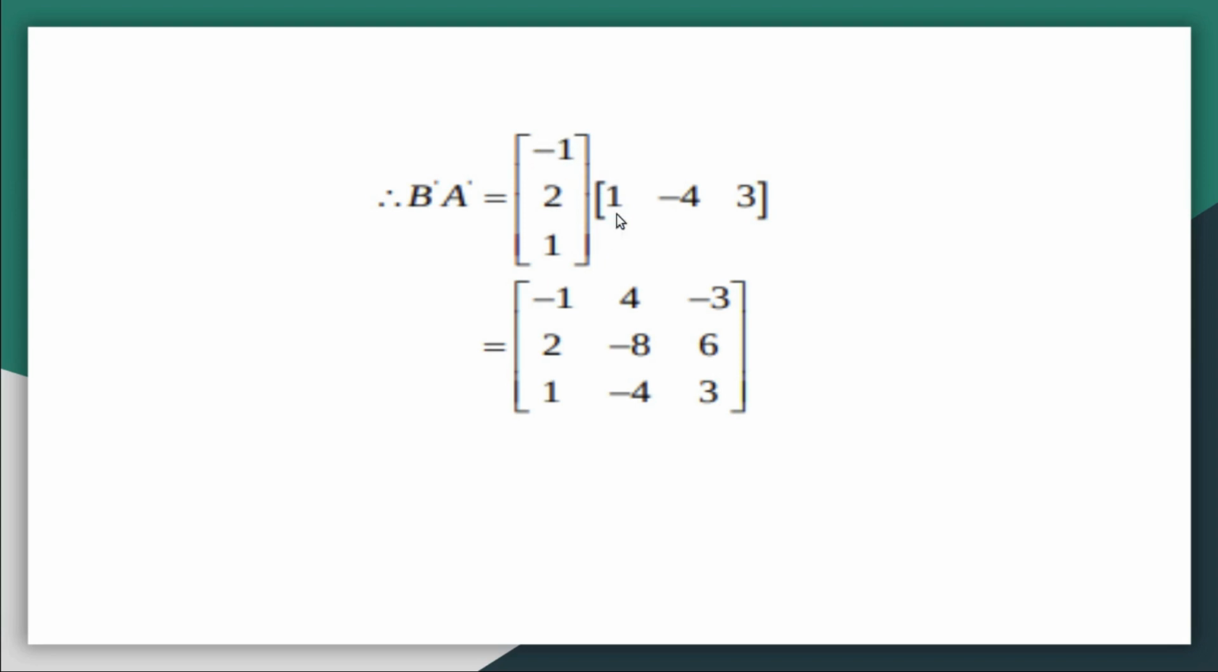First row into first column. Minus 1 into 1 is minus 1. First row into second column. Minus 1 into minus 4 is 4. Minus 1 into 3 is minus 3. Then 2 into 1 is 2. 2 into minus 4 is minus 8. 2 into 3 is 6. 1 into 1 is 1. 1 into minus 4 is minus 4. 1 into 3 is 3. This is B transpose into A transpose.